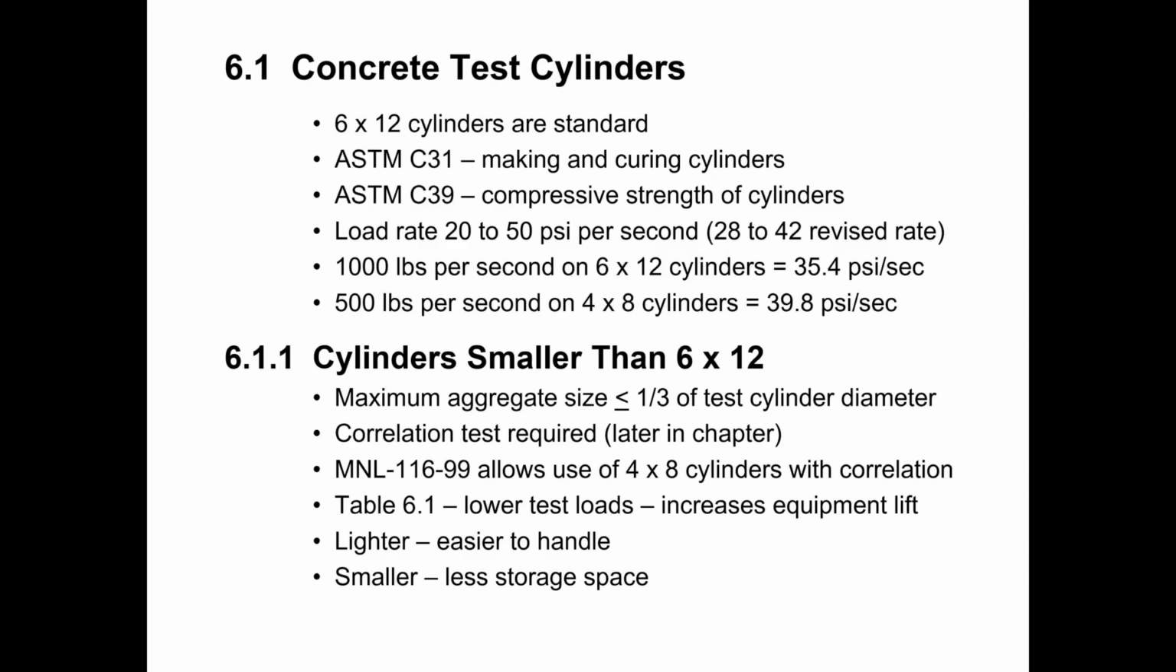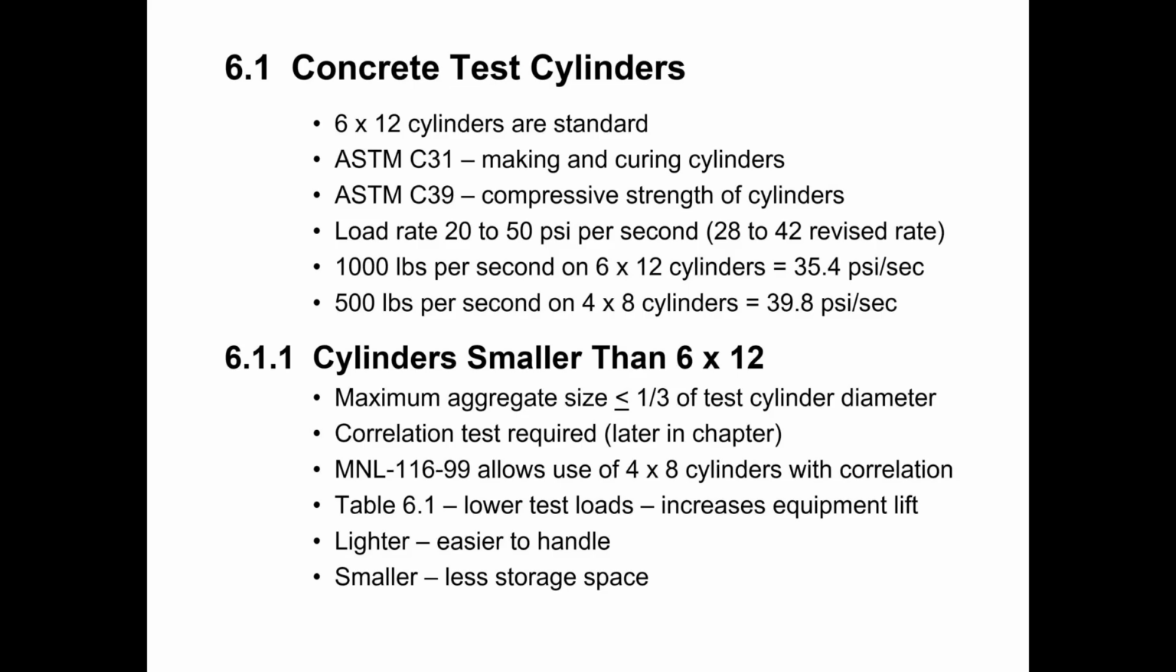And so that's what we mean here by 6x12 cylinder is the standard, in that these other methods, how well they compare to a 6x12 cylinder, that really determines how good these methods are. So ASTM C31 covers making and curing cylinders, and ASTM C39 covers the testing for compressive strength of cylinders. In your book, it mentions that the load rate for testing should be 20 to 50 psi per second. ASTM C39 has been revised in recent years to tighten up the tolerance on that load rate.